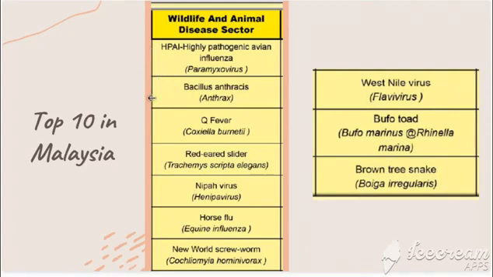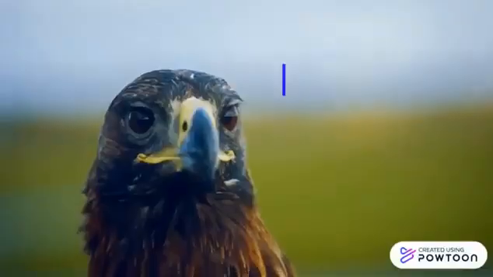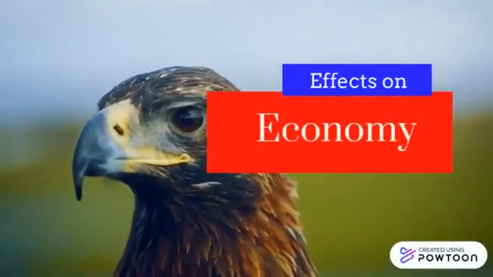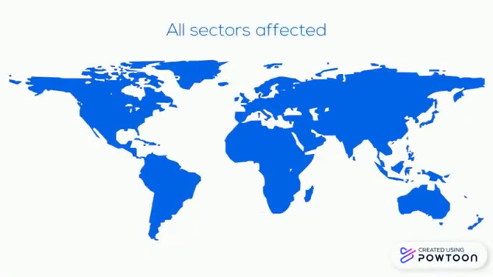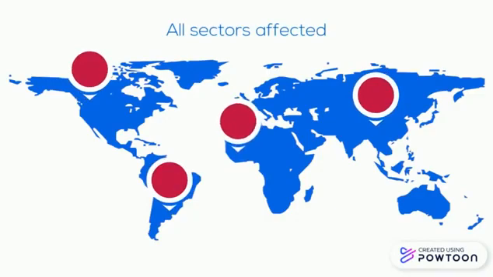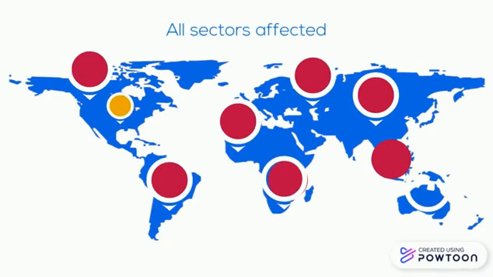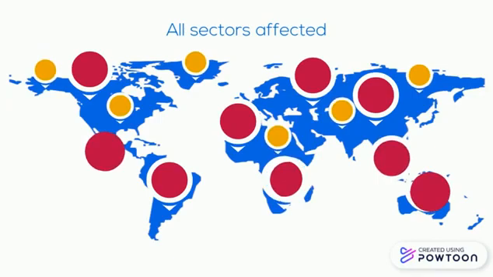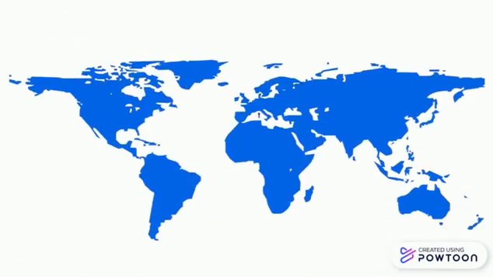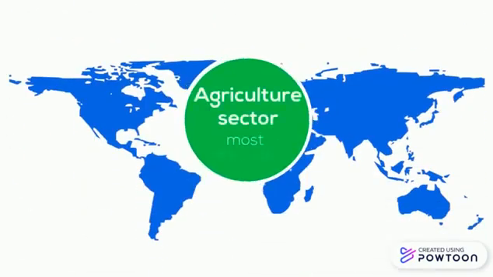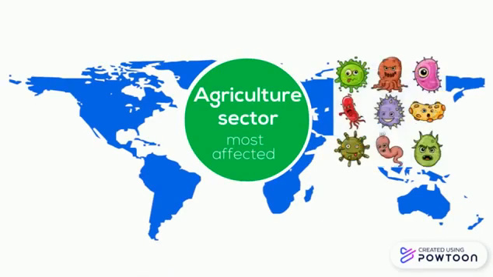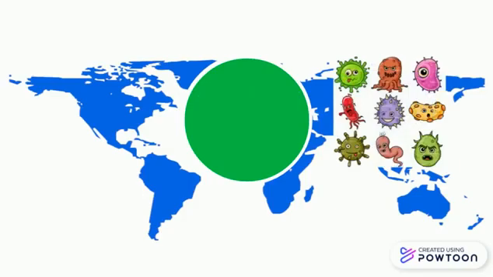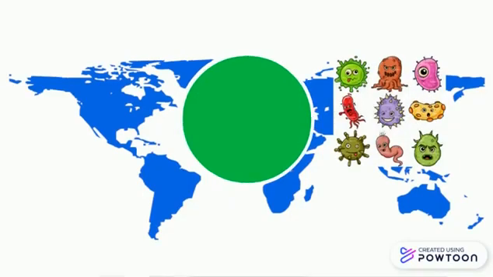So this is the list. Invasive species affect all sectors, including agriculture, forestry, fishery, marine, and animals all around the world. The agriculture sector is the most affected sector due to the spread of diseases through bacteria, viruses, and mycoplasma.